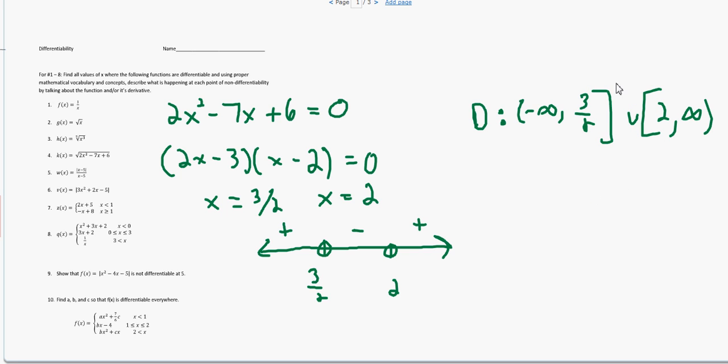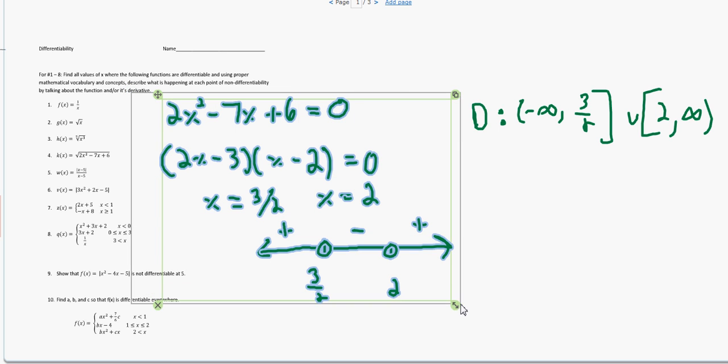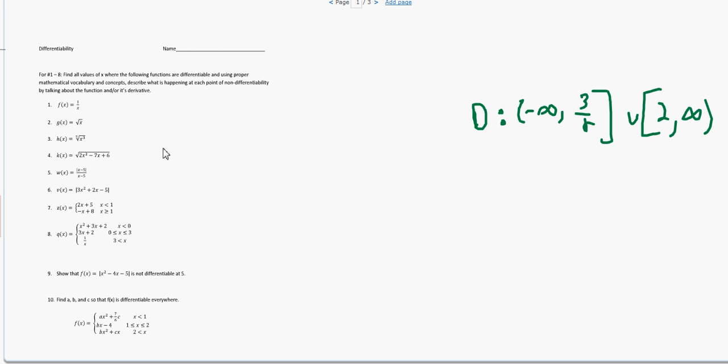We know it's not differentiable between 3 halves and 2 because the function's not defined there. So that's one area. Now we need to check out what's happening with the derivative. So we found out where it's not continuous. We did our work with that. Now we got to derive it.